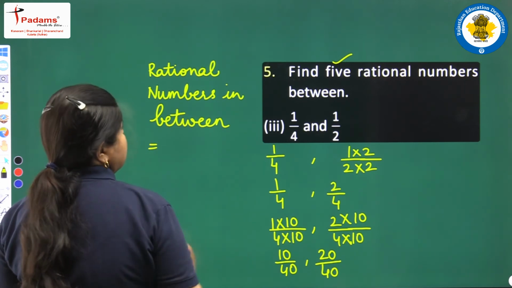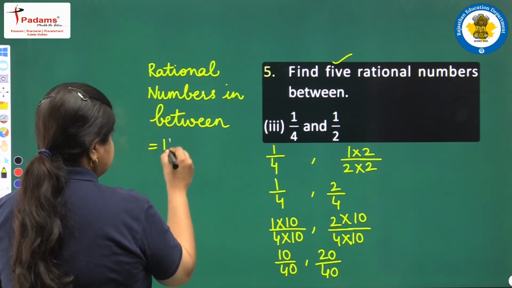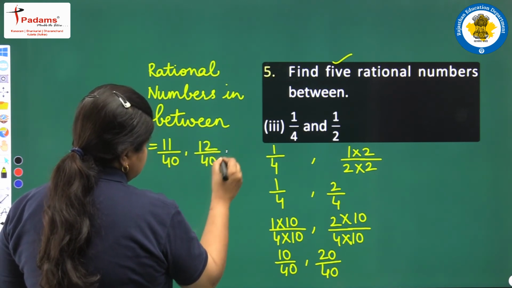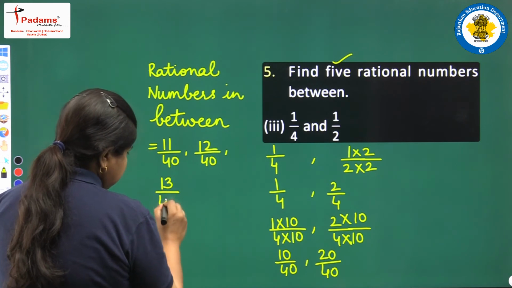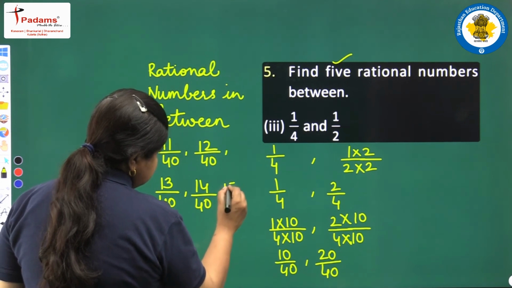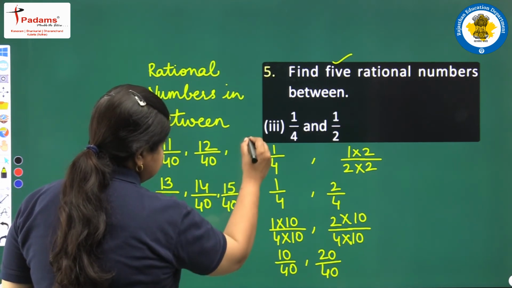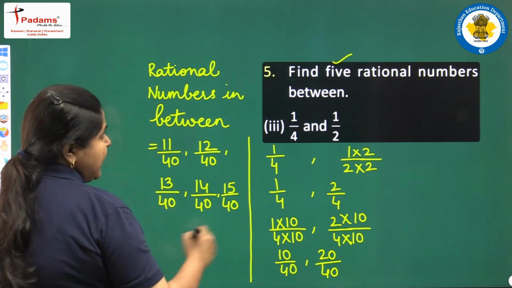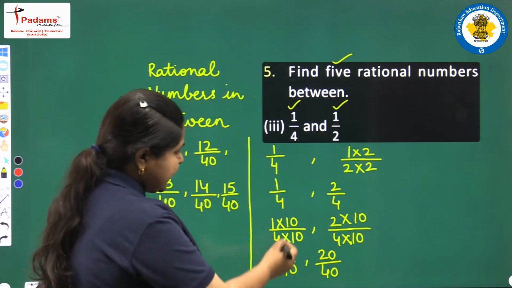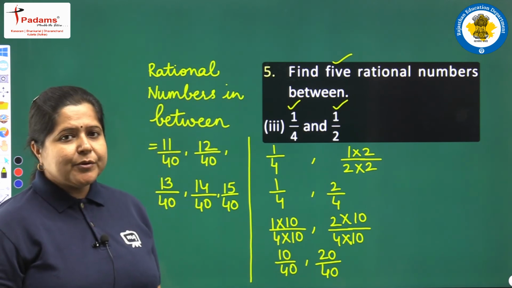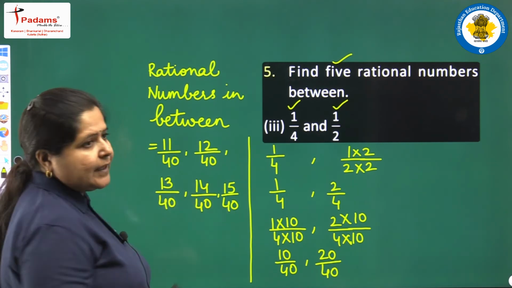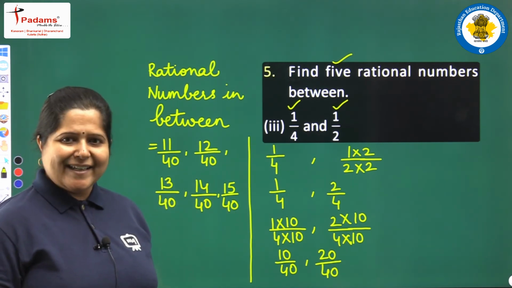They will start from 11 by 40, 12 by 40, 13 by 40, 14 by 40 and 15 by 40. These are the 5 rational numbers between 1 by 4 and 1 by 2. Here I have multiplied by 10. You could have taken any other number also and then you could have got a different set of numbers. That too would have been correct.